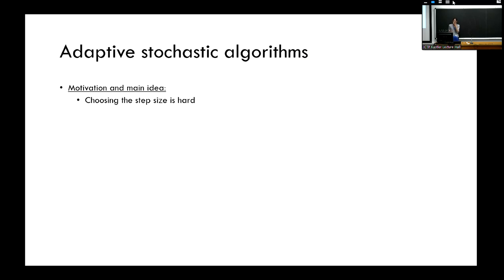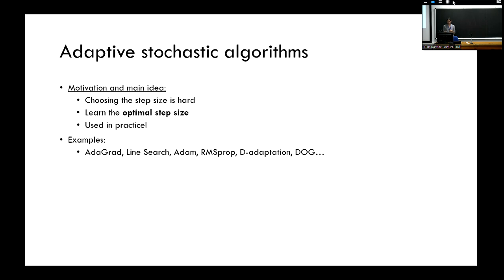So what typically people do is that they try to learn the optimal step size, and they do it in a somewhat adaptive manner. This is vastly used in practice, and actually more than stochastic gradient descent. Examples are algorithms known as Adagrad, line search, Adam, RMSProp. There are also new ones which are called D-adaptation, DoG, and many, many more. And maybe even while I'm speaking, there are people inventing more and more algorithms of this type.